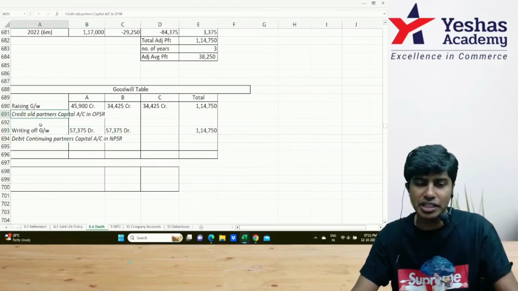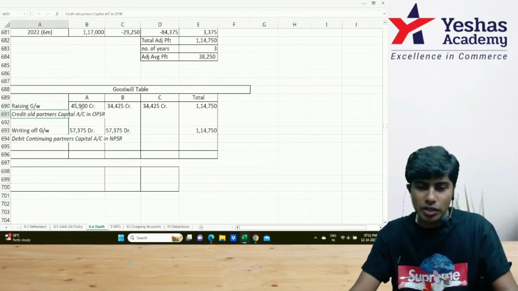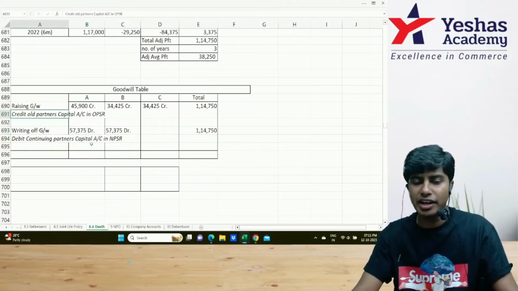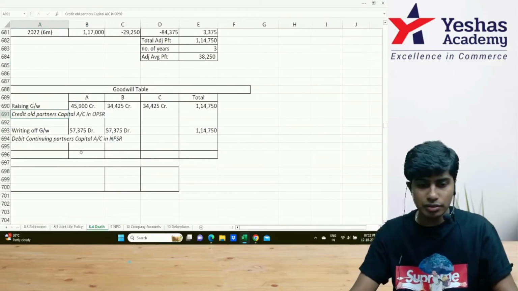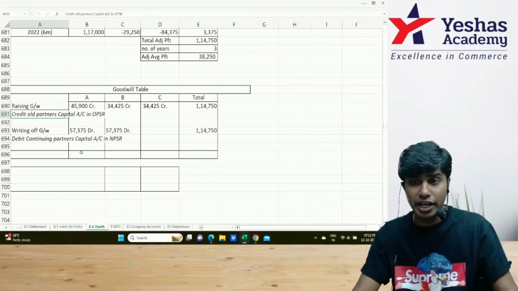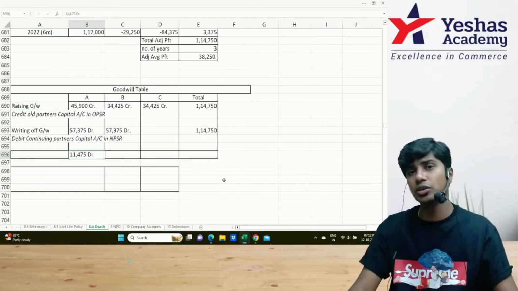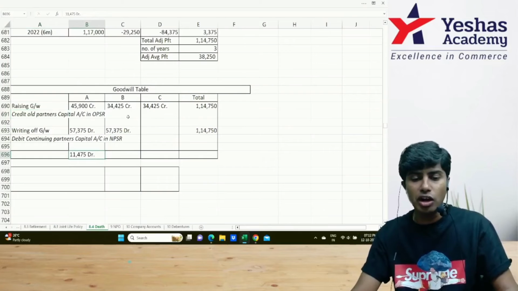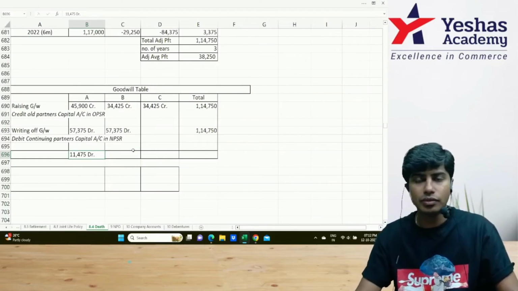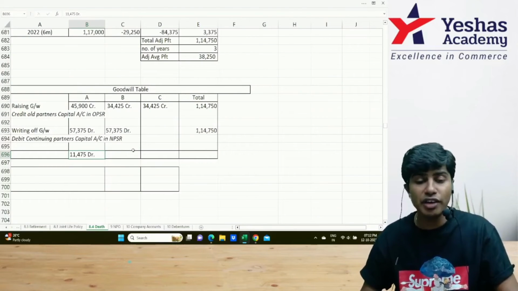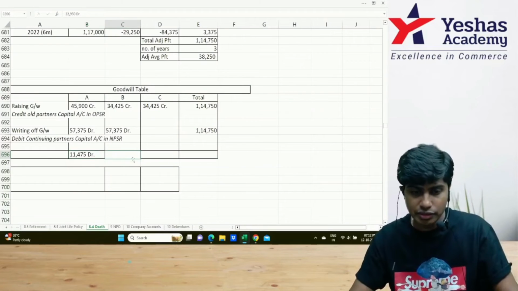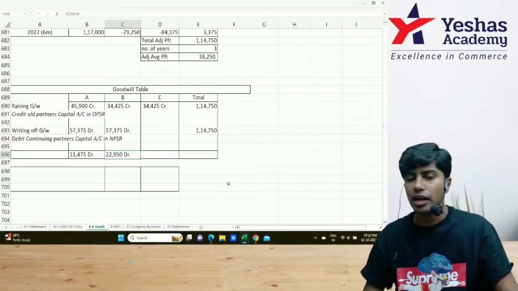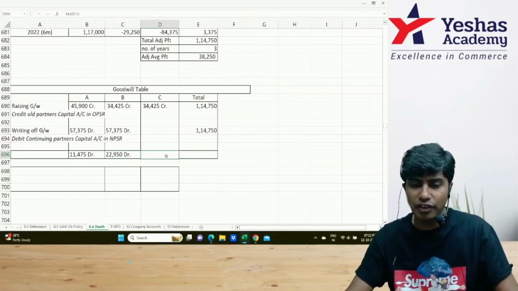57,375 debit, 57,375 debit. Understood? Now take the net difference. 49,500 minus 57,375. Which is greater, debit or credit? Debit, 11,475. And B column: same way, 34,425 and 57,375, 22,950 debit. And then C, 34,425 credit.